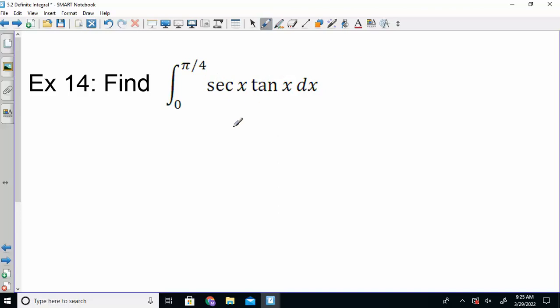I cannot just do the antiderivative of secant times the antiderivative of tangent because we don't have a product rule in reverse. But does anything have a derivative that is secant tangent? The derivative of secant x is secant x tangent x. So this antiderivative is just secant of x.